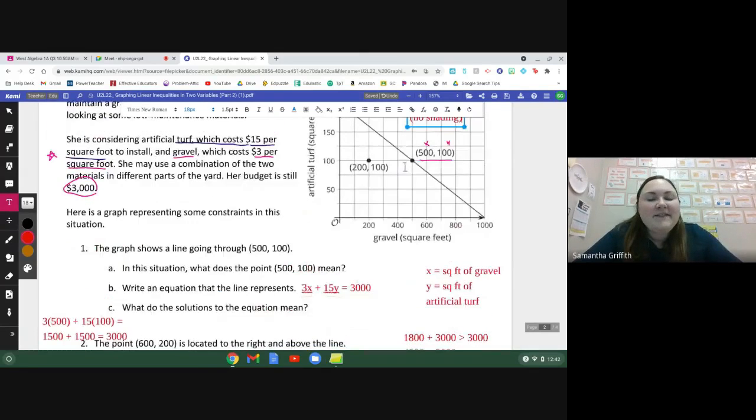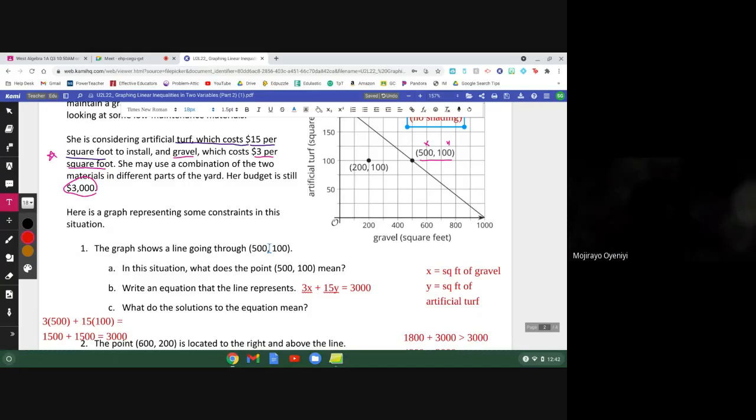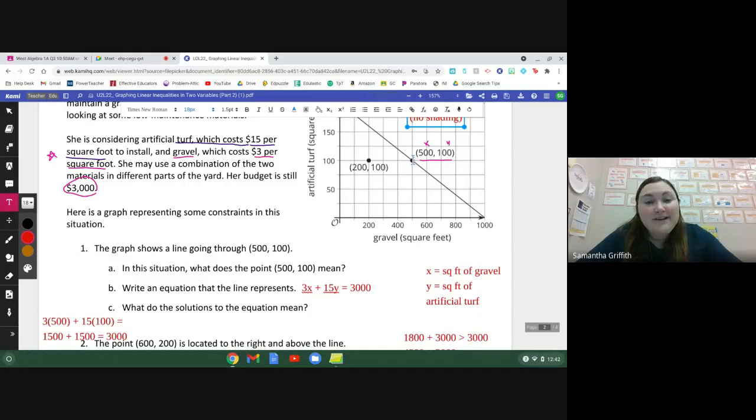Now you were talking about the line and using a dashed line. That point 500, 100 is on the line. Did 500, 100 meet the budget? Yes. So then that means that point on the line is a part of the solution. A dashed line is what we would use if it wasn't a solution. But because the points on the line, like 500, 100, are solutions, we're using that solid line here. Now there's one last point for us to look at, that 200, 100.